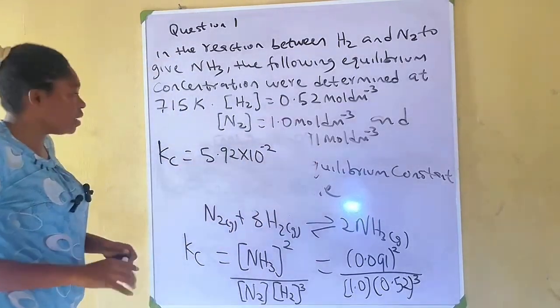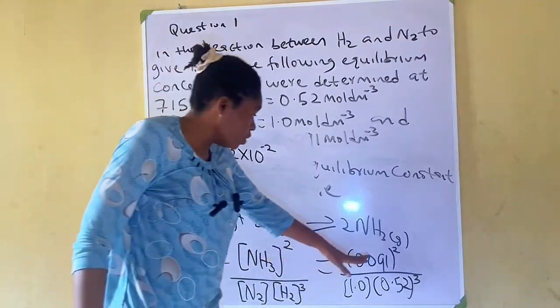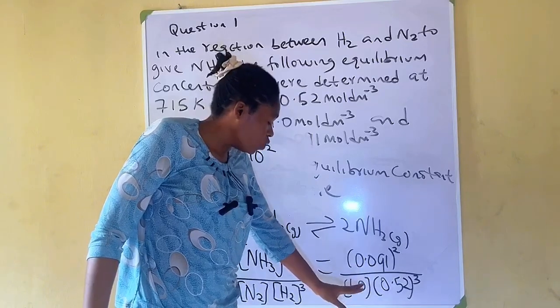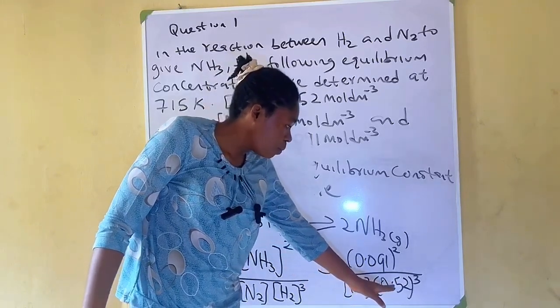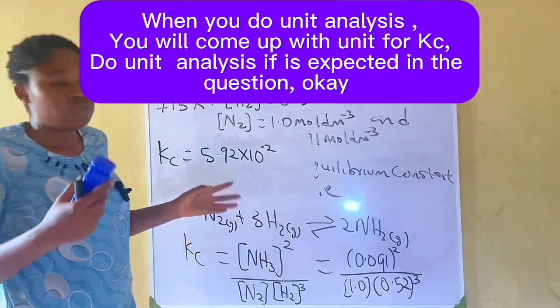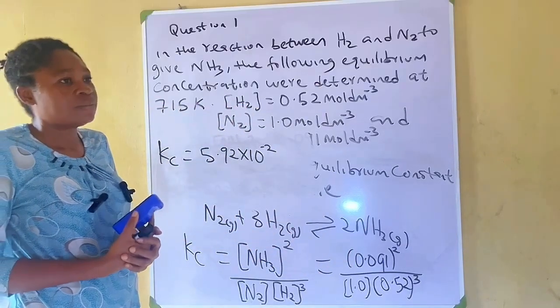If your lecturer wants you to put a unit for this, let's break it down. The unit is mole per dm cube squared, over mole per dm cube times mole per dm cube raised to the power 3. By the time you divide the units, you can come up with the unit for that.